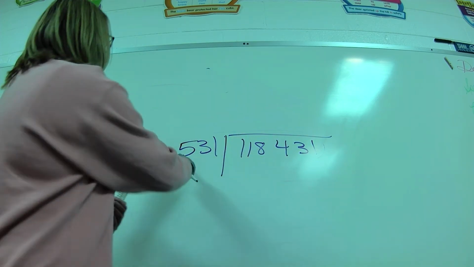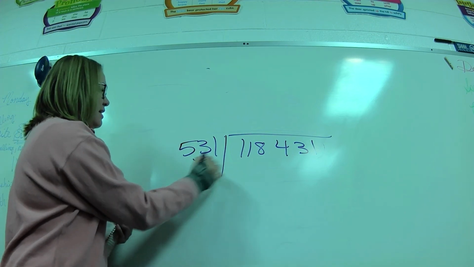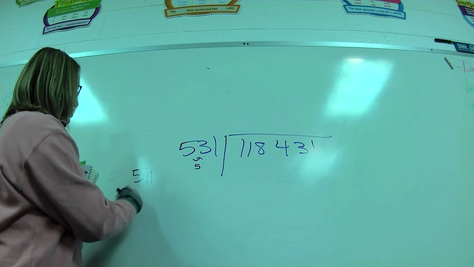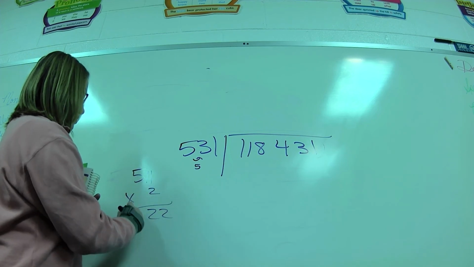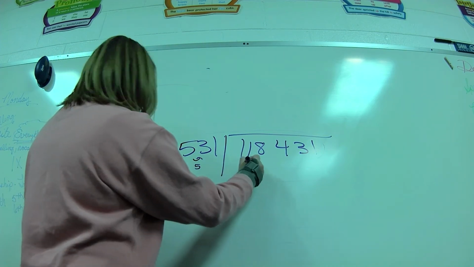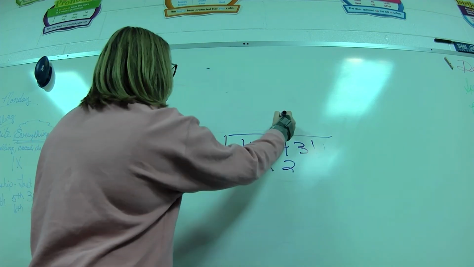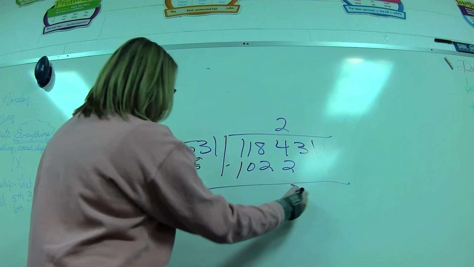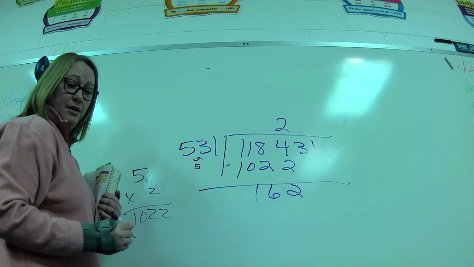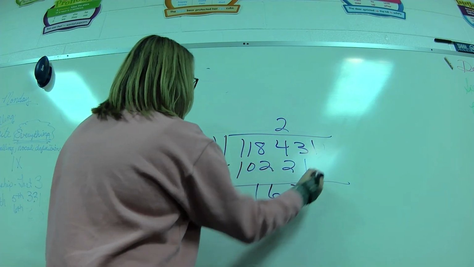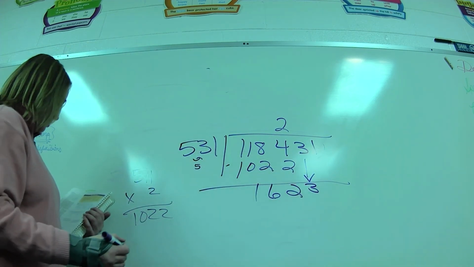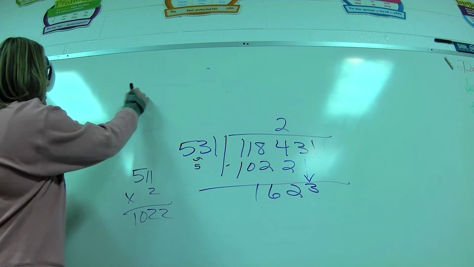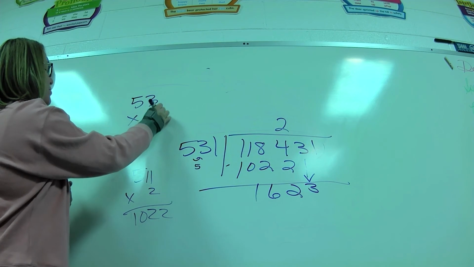All right, so 5 in my head goes into 11 2 times. So let's start with 2. But I got to do 511 times 2. 2, 2, 10. So 1, 0, 2, 2. Put the 2 up there. Let's subtract. What's 4 subtract 2? 2, 6, 1. Bring down the 3. All right, 5 goes into 16. Well, if we went any higher than this, I could say 3 just for fun. Let's just see what it is. 53 times 3.